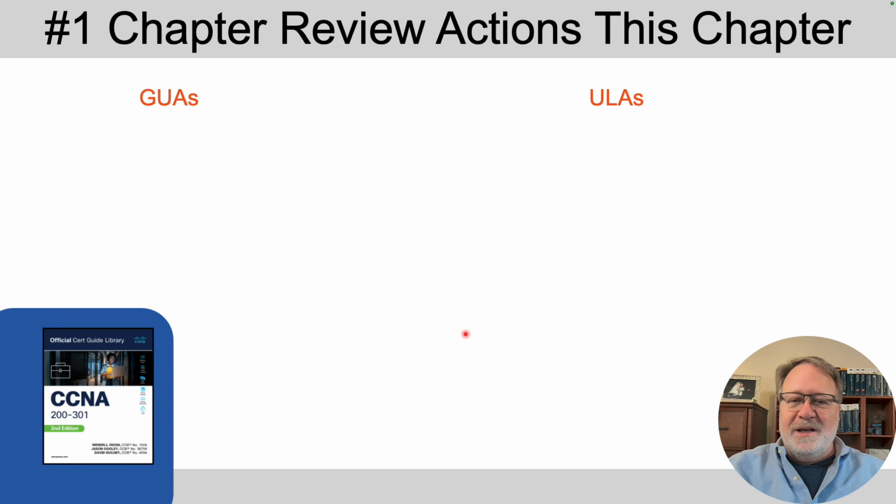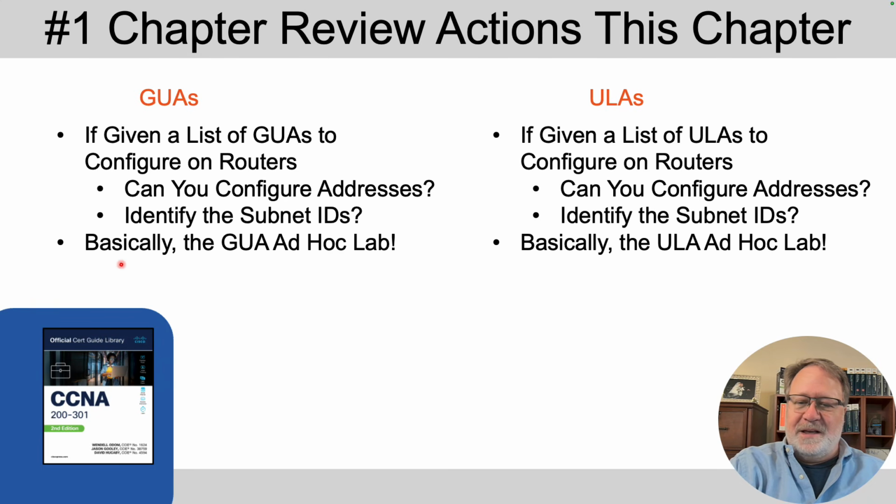And just advice from me, let me recap it here with the last line. Basically, there's an ad hoc lab for GUAs and an ad hoc lab for ULAs that are basically the same lab, but one for GUAs and one for ULAs. So what is the lab? It says, hey, I'm going to tell you the addresses to use. Can you configure them and then predict what prefixes should appear in the routing table? So can you look at these GUA and ULA addresses and predict their prefixes? So those are a couple of basic skills. And can you do that? Well, then I think you've pretty much mastered some of the big concepts here in this chapter.